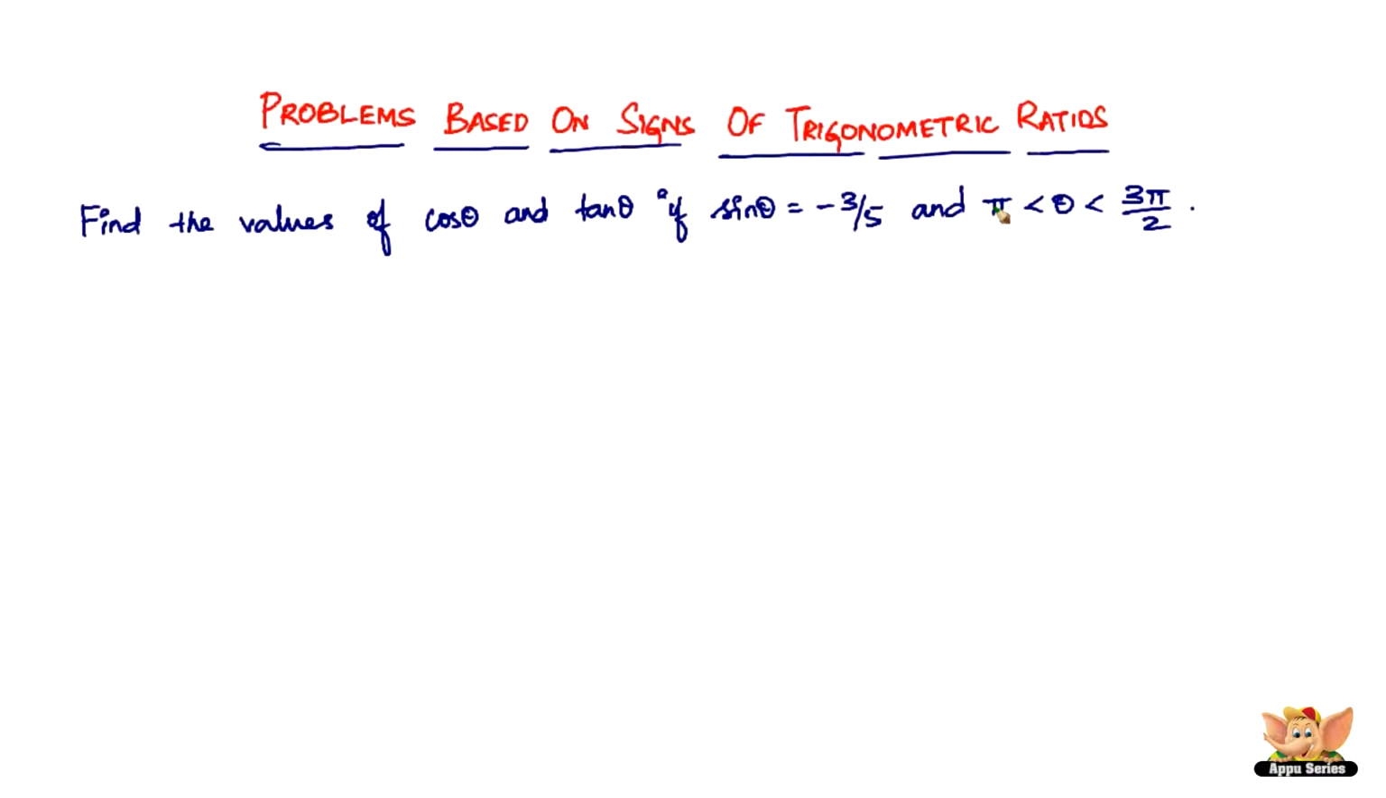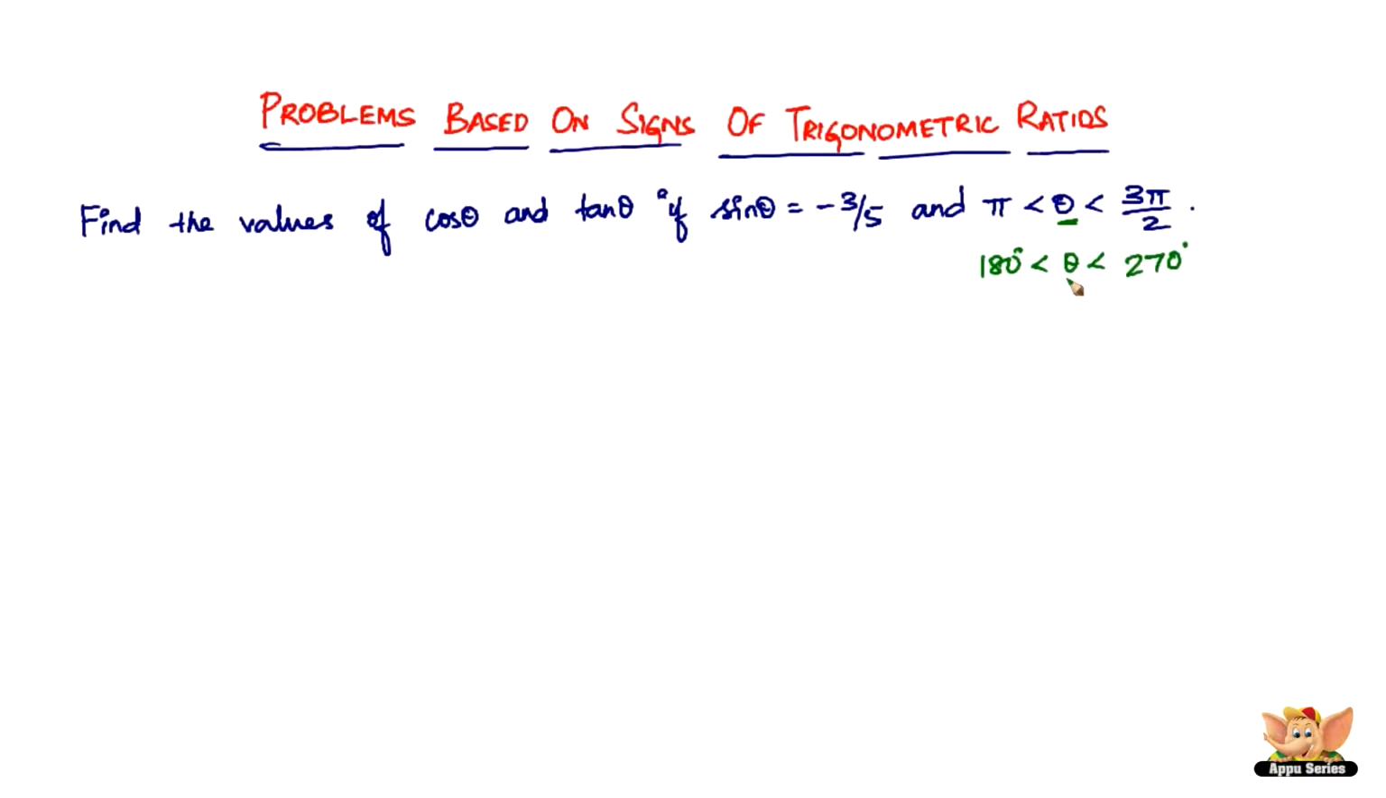If you're wondering how I read this, you're supposed to read it with respect to the middle term. Theta is greater than pi, which is nothing but 180 degrees, and it is less than 3 pi by 2, which is nothing but 270 degrees. Just substitute 180 in place of pi, and then you get 270 degrees. So this is as good as: theta is greater than 180 degrees and less than 270 degrees.